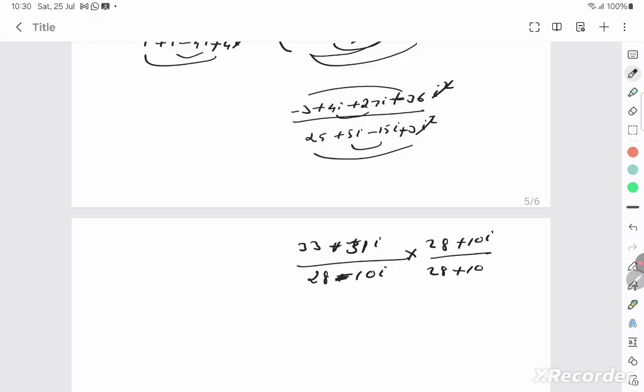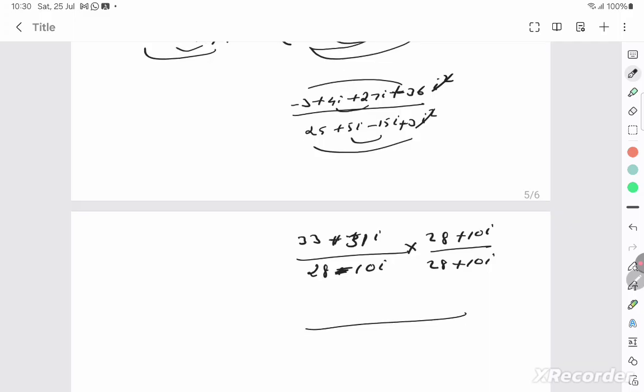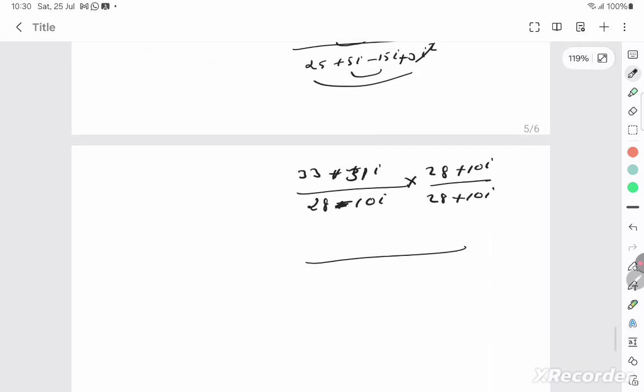by multiplying and dividing by its conjugate. It's a square plus b square. Correct. And what is a square? 28 into 28. 8 8s are 64, 8 2s are 16, 2 8s are 16, 2 2s are 4. So 784 plus 100, because it's a square plus b square, so it will become 884.